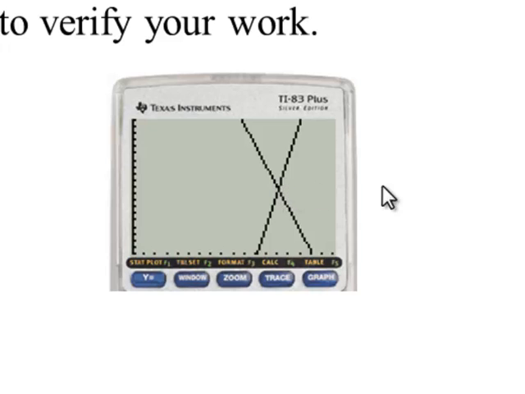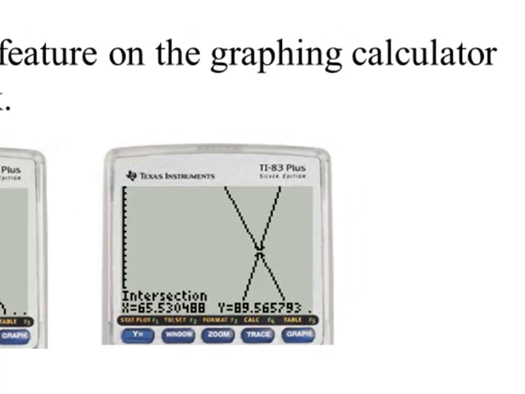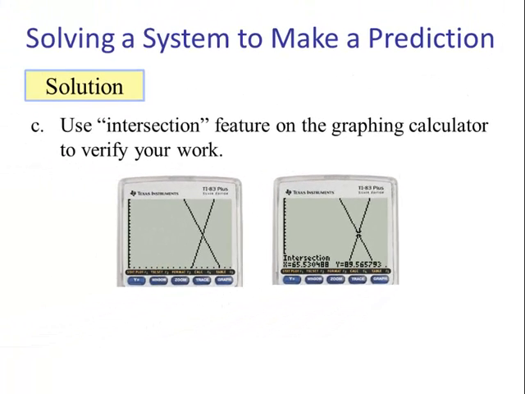I'm going to use the intersection feature, and we see that the calculator tells us the intersection x is 65.53 and y is 89.57. So we have verified the answer with the graph.